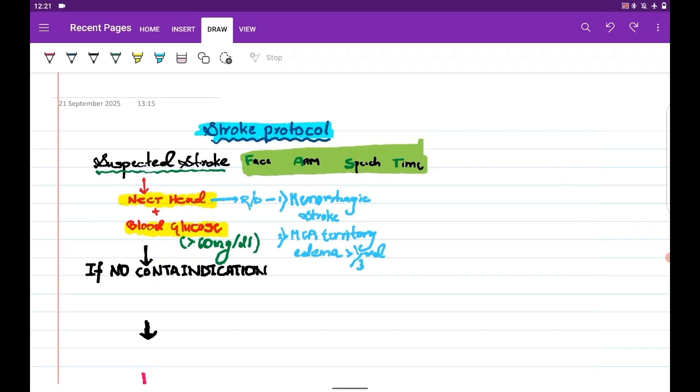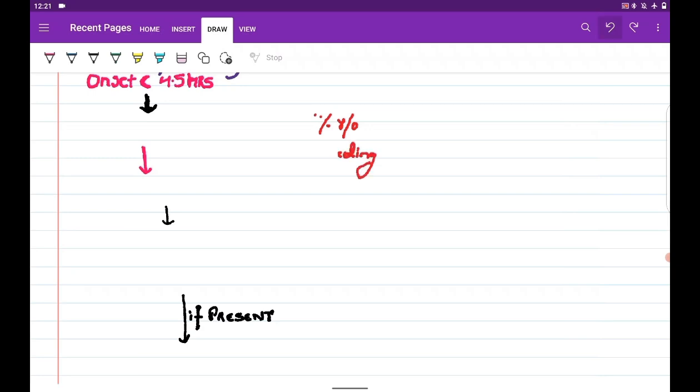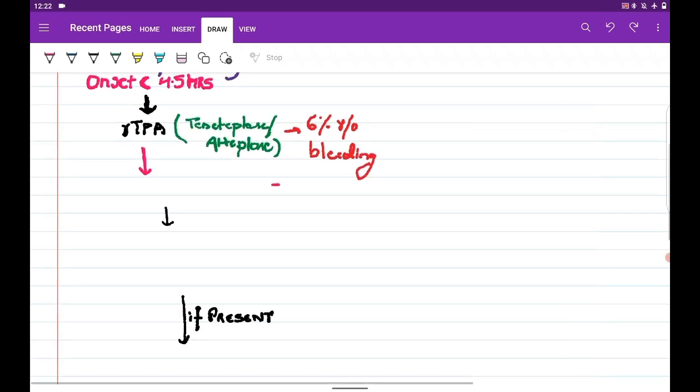Now once these are done, and hemorrhagic stroke has been ruled out, low blood glucose has been ruled out, and MCA territory edema more than one third has been ruled out, and if there are no contraindications I mentioned in the previous slide, and also the BP should be less than 185 by 110 mmHg after giving BP lowering agents, and onset should be less than 4.5 hours. If these criteria are met, then the patient is eligible for receiving rTPA, that is recombinant TPA or thrombolytic.